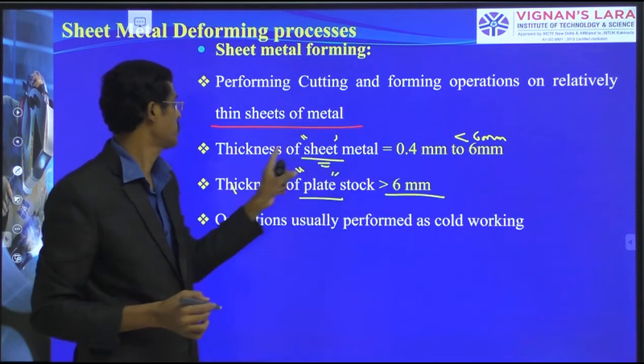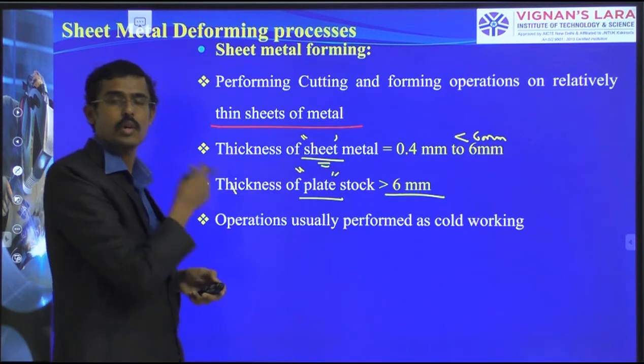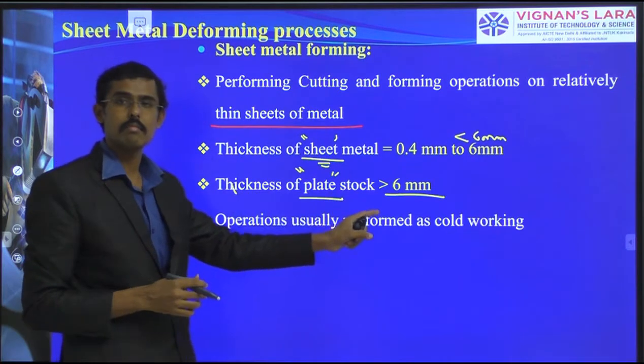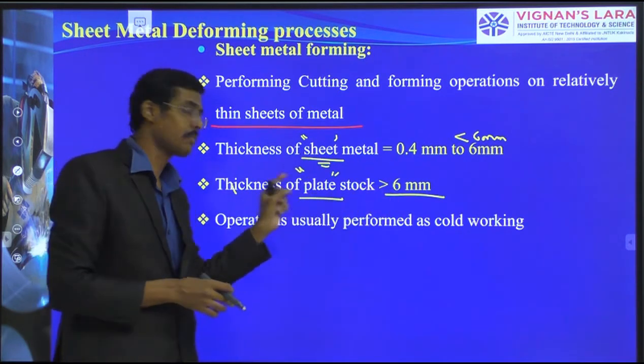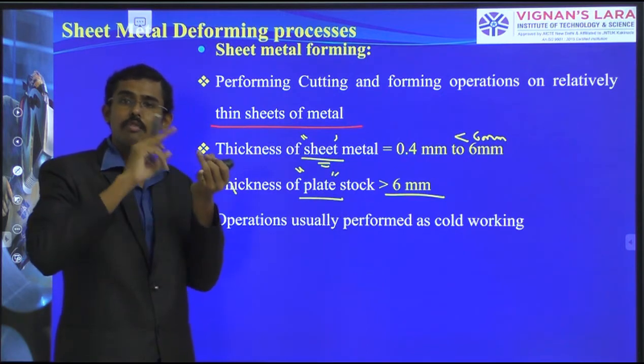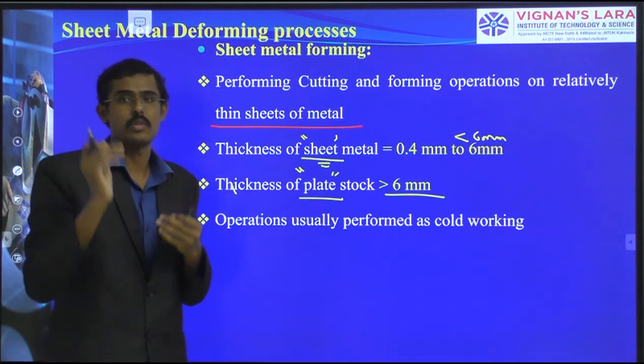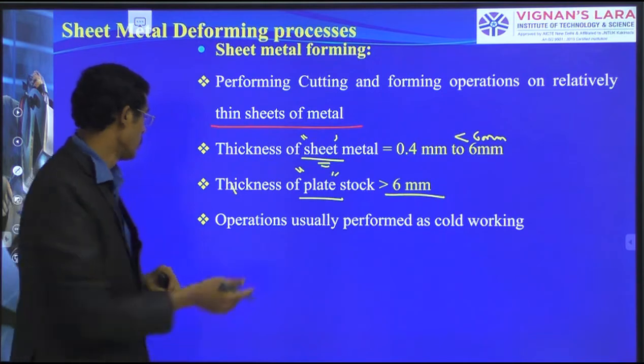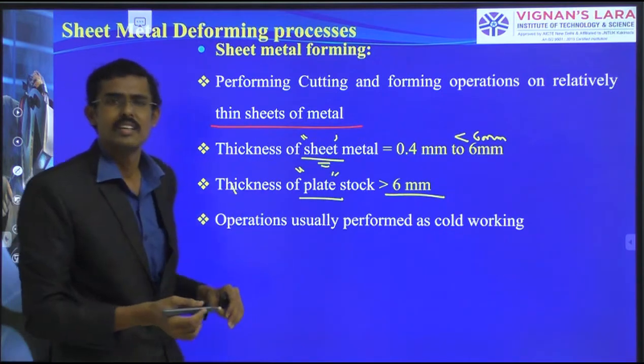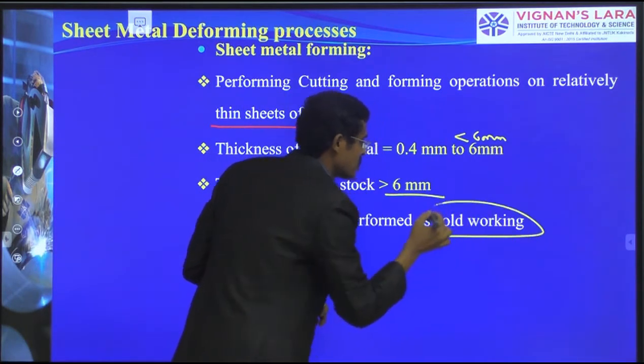So less than 6 mm is sheet metal forming. For the various processes greater than 6 mm, which we consider as a plate, we are going for rolling operations, forging operations, extrusion operations. So those things we are doing there. Sheet metal operations are usually performed generally in cold working conditions.